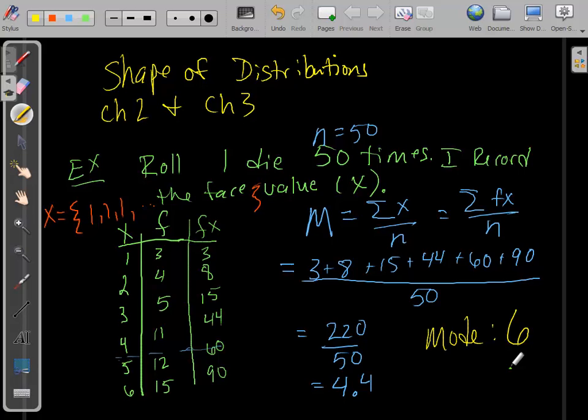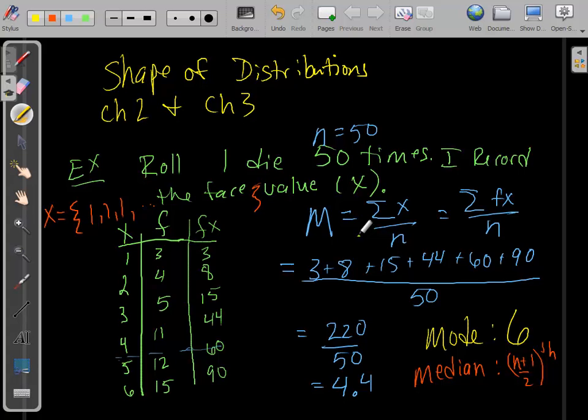Now what about the median? Okay, so the median is going to take a little bit of work. Remember that the median is, I'll do this in red, the n plus 1 over 2 observation. So because we have 50 entries, we're going to take 50, add 1, so 51, and divide that by 2, so it's 25.5. So we're going to take the average between the 25th and the 26th observation.